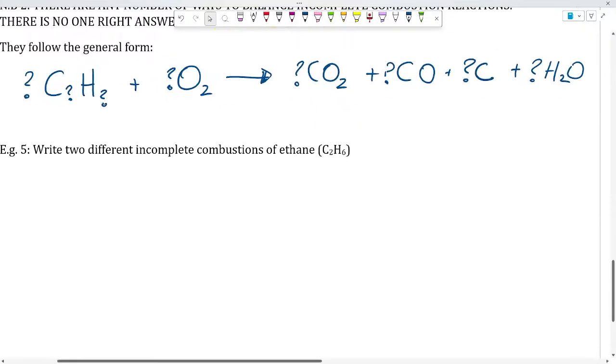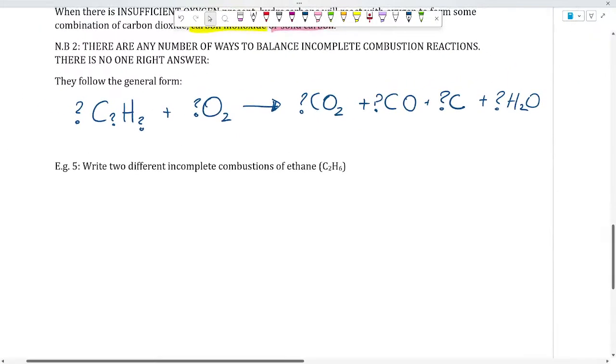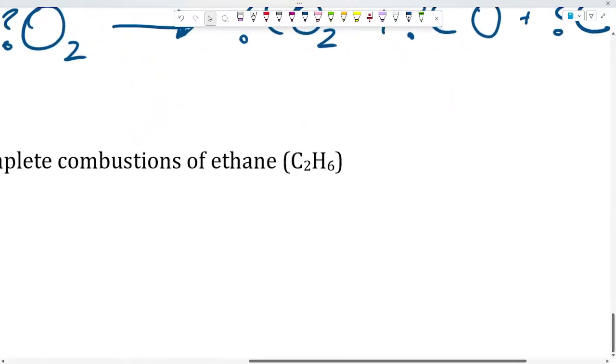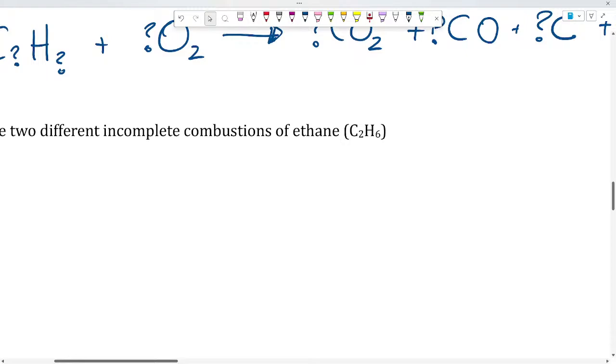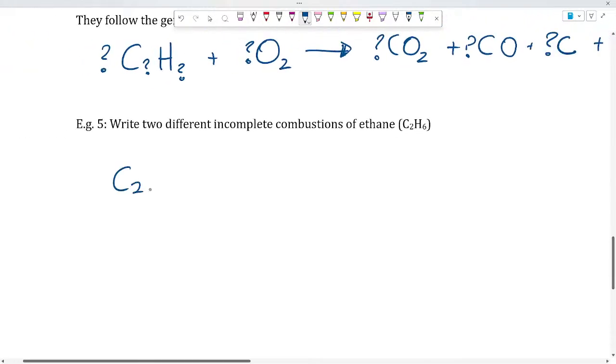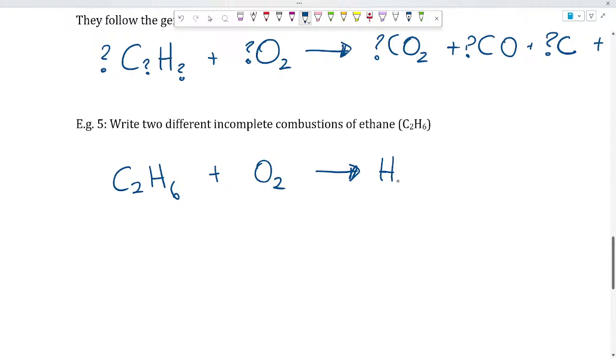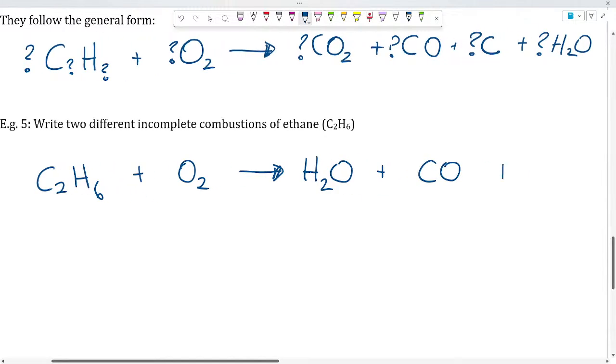All right, so let's do one example here. And again, the thing you have to know about this is there's no one right answer. So we're talking about ethane, which, what would our naming for this be? Dicarbon hexahydride. So if we take dicarbon hexahydride and react it with oxygen, again, all that hydrogen is going to turn into what? H2O. But then we could potentially get a single carbon monoxide and, while we're at it, a carbon dioxide. That's a possibility.